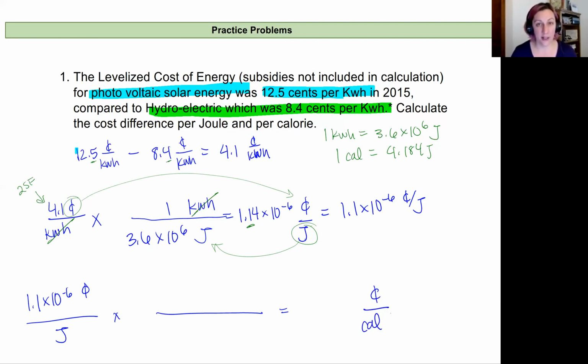So I'm going to want calories on the bottom again, like I did joules previously. And I want to get rid of joules, which is on the bottom of my fraction to start. So I need to have it on the top of my conversion factor so they'll both cancel out. So I'm going to plug in my conversion factor here. I know that 4.184 joules will equal my 1 calorie. And looking at the way this is set up, only my units of joules cancel out, leaving cents per calorie. Perfect. Plug it into my calculator. I get 4.77, but I'm going to round to two significant figures, 4.8 times 10 to the negative 6. And that's how we solve this problem.